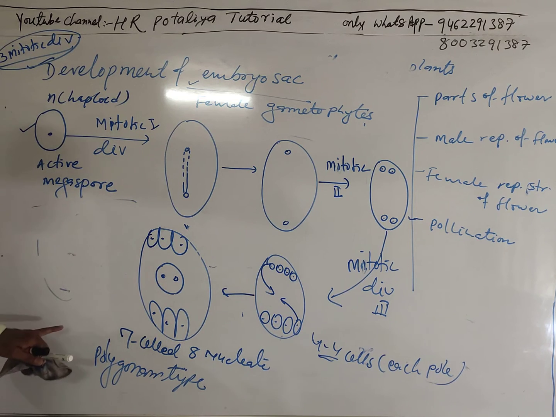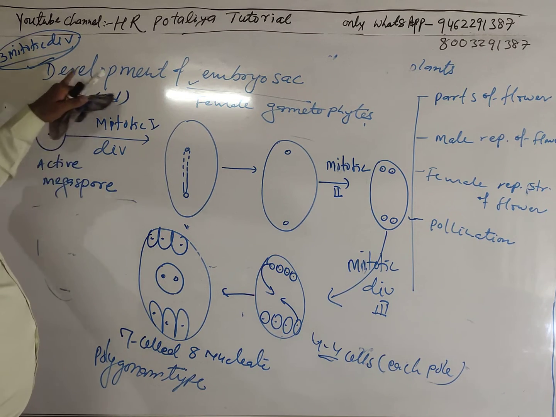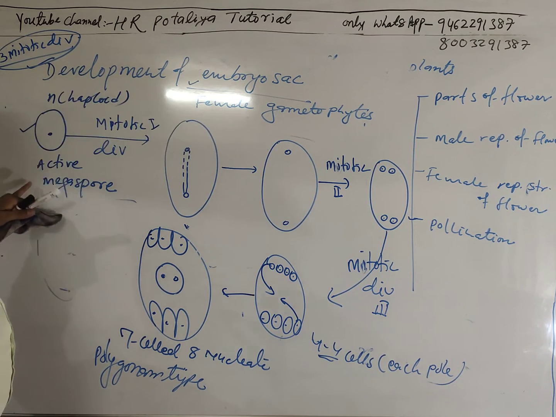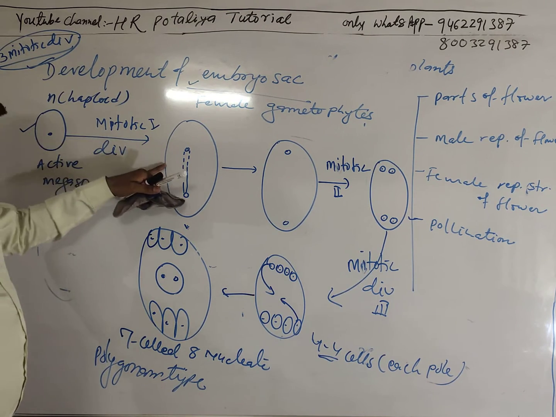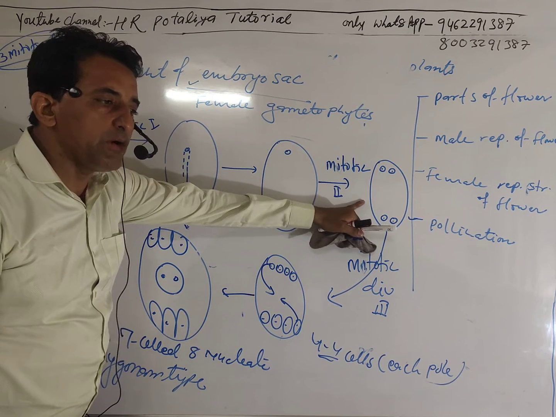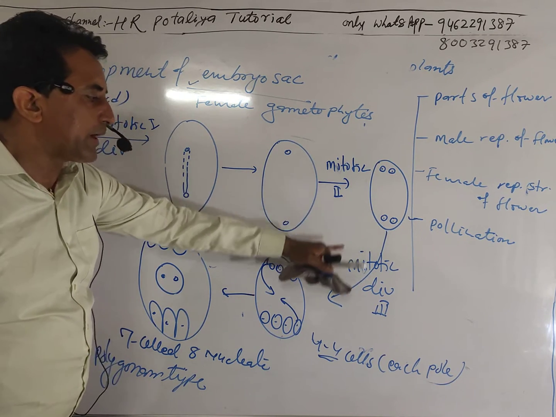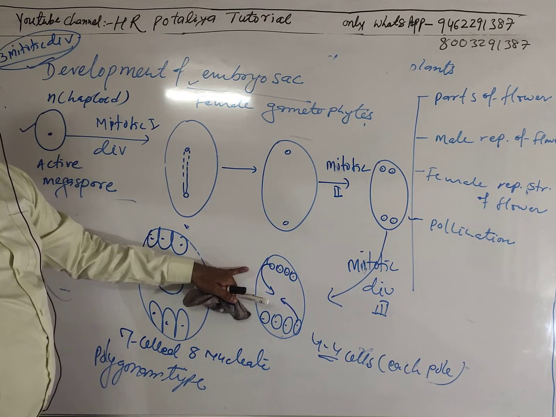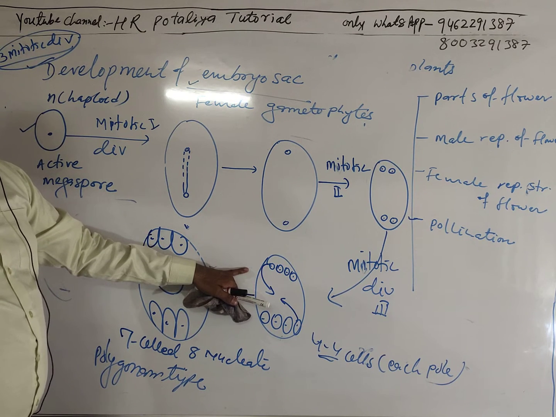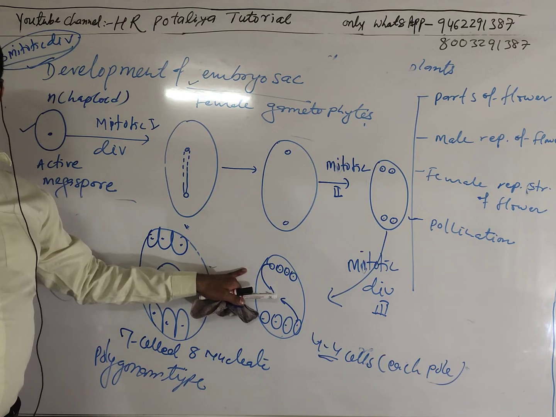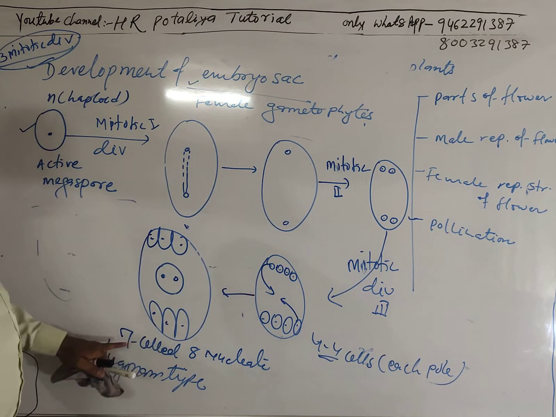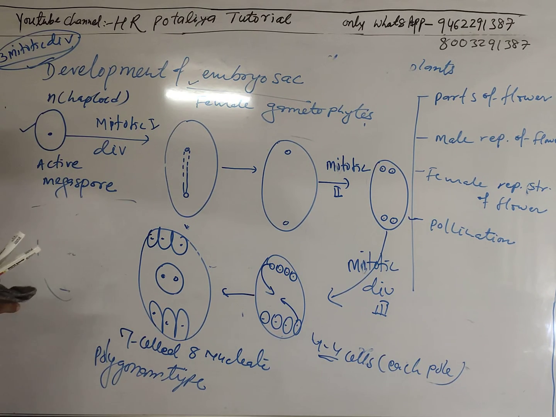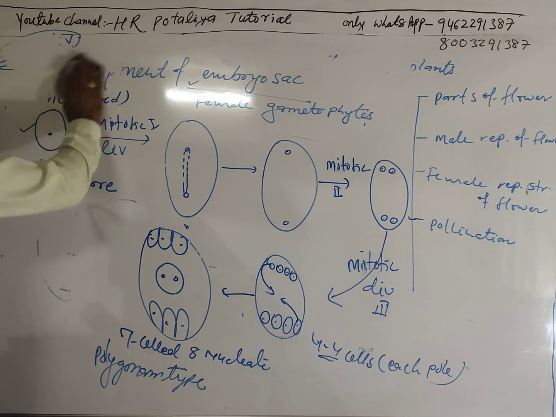I mean, here the simple aspect will be there: development of the embryo sac as well as female gametophyte. 3 mitotic divisions start with the active megaspore. First, there are 2 nuclei at opposite poles. Each pole undergoes the second mitotic division. Again each pole undergoes the third mitotic division, and later on 4 cells at each pole, 1 cell from each pole, together form the center. Cytoplasm is fused but nuclei are not fused, and the totally 7-cell 8-nucleate structure is known as polygonum. Now we have come to another part.